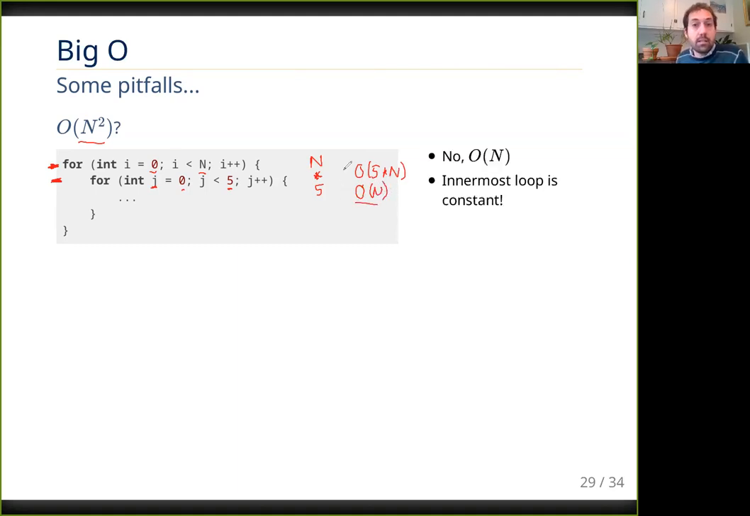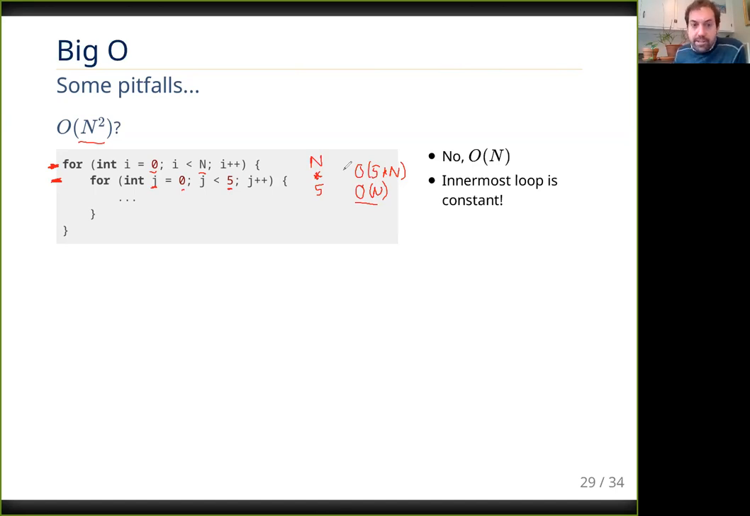That's the complexity. And that is because the inner loop is not really an inner loop, or at least it's an inner loop that is completely constant. It doesn't change as a function of the input size. And so it can be discarded.